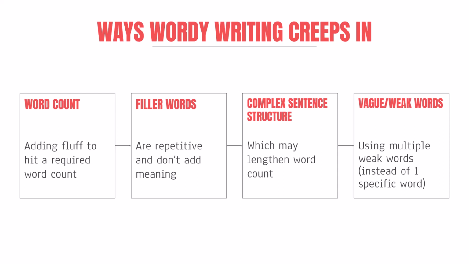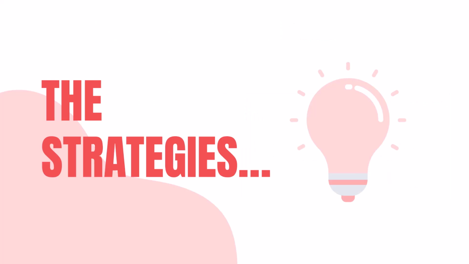Complex sentence structure can also lengthen word count. And using multiple vague or weak words instead of a single specific word can also make our sentences wordy. Now we know how wordiness is a problem and ways it tends to creep in, let's explore some strategies to reduce wordy writing in our papers.